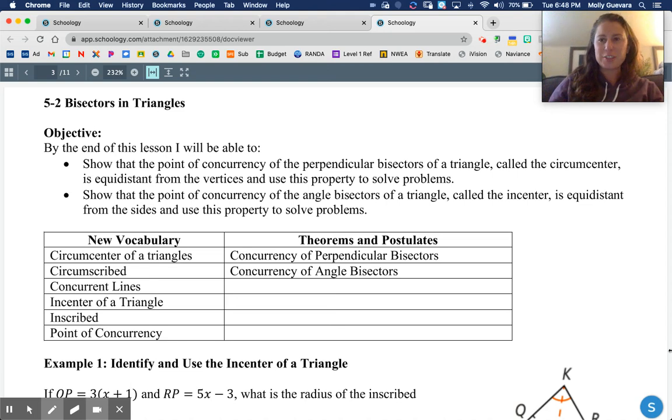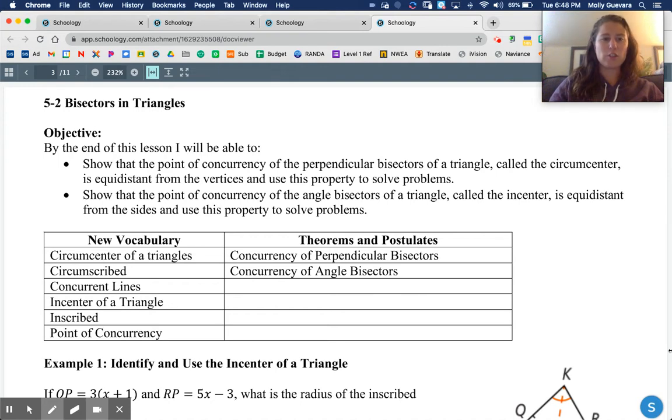Hey guys, so we're going to do 5.2 today, which is all about bisectors in triangles. So we're going to look at perpendicular bisectors in triangles and what happens, and then we're going to look at angle bisectors in triangles and look at what happens. So we have two objectives for today.